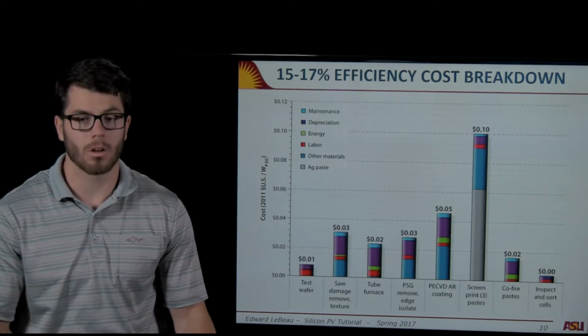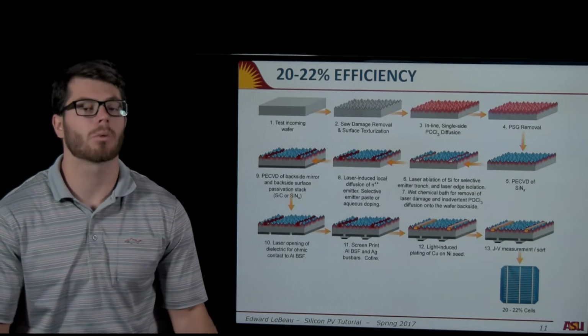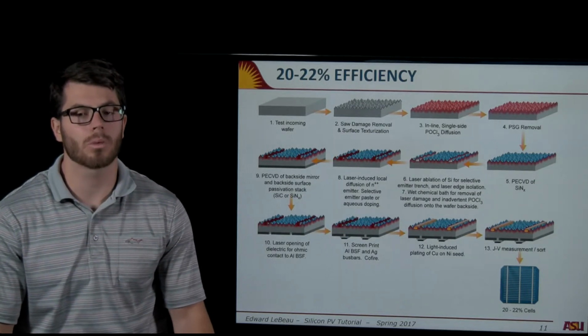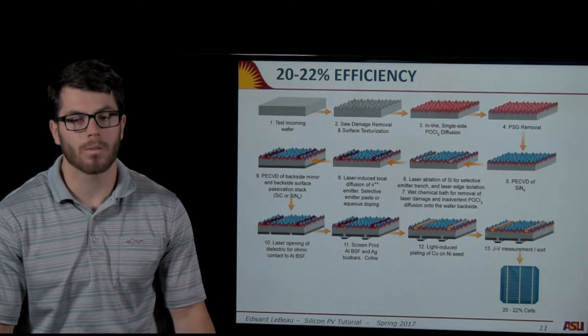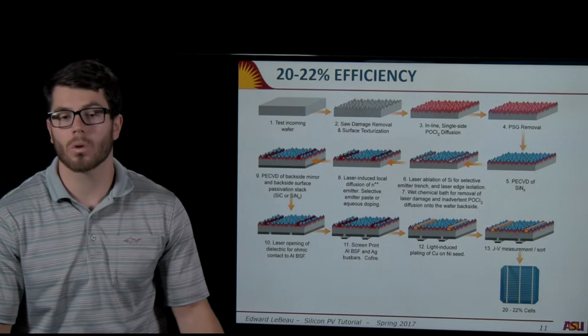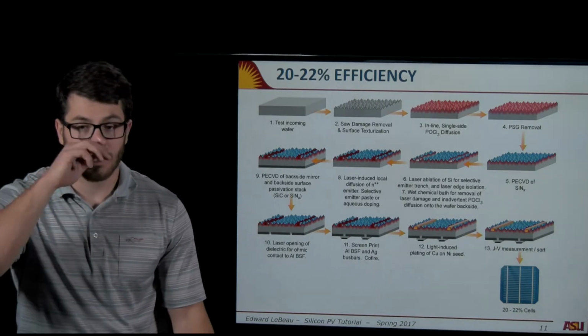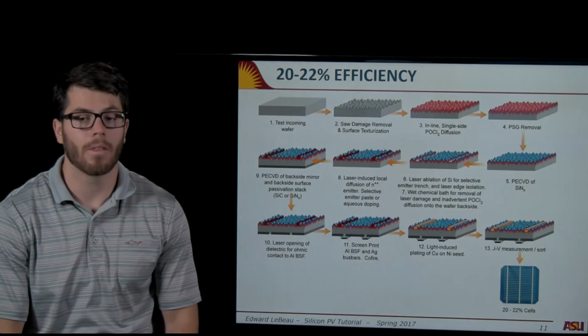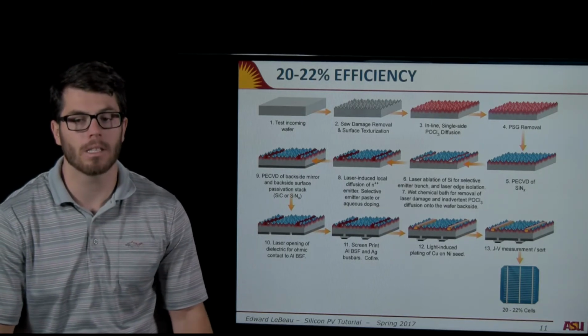And that makes sense. Those are all quite expensive. But let's compare that to this 20 to 22% efficient cell. So this one is a little more sophisticated. Obviously has quite a few more steps to it. There's local N++ areas that'll reduce your series resistance. There's a backside mirror that passivates the back of the cell and is deposited using PECVD.